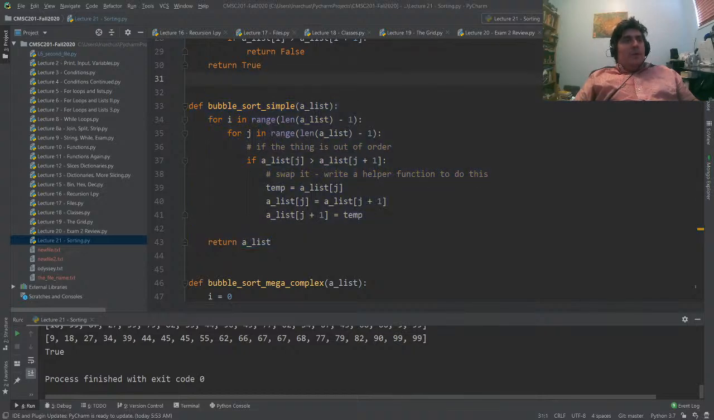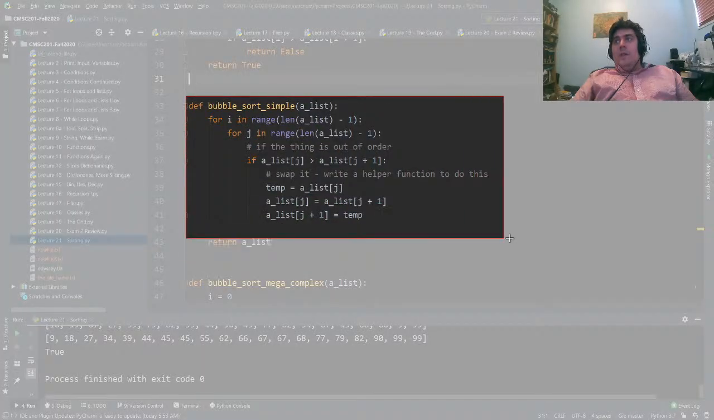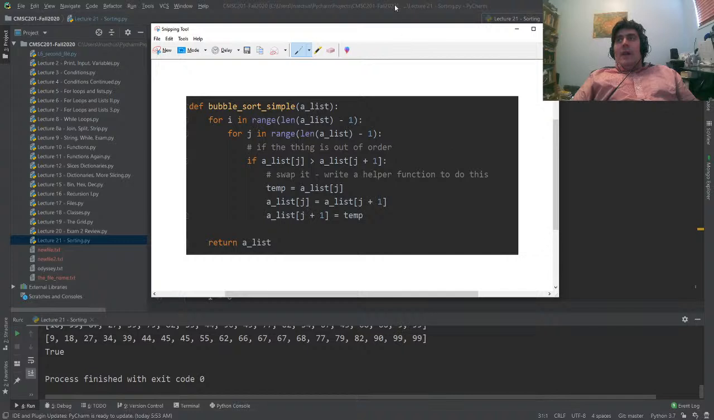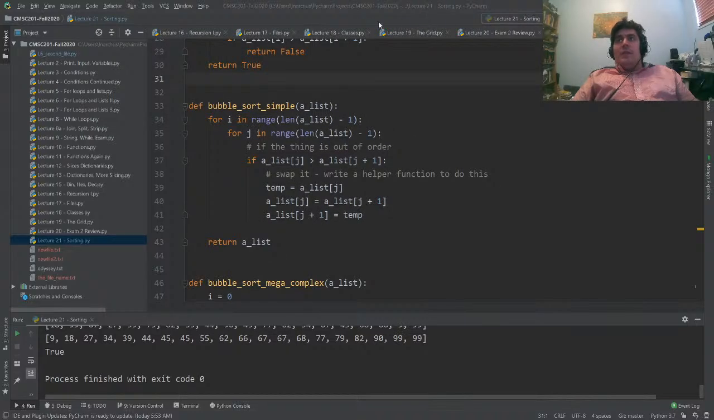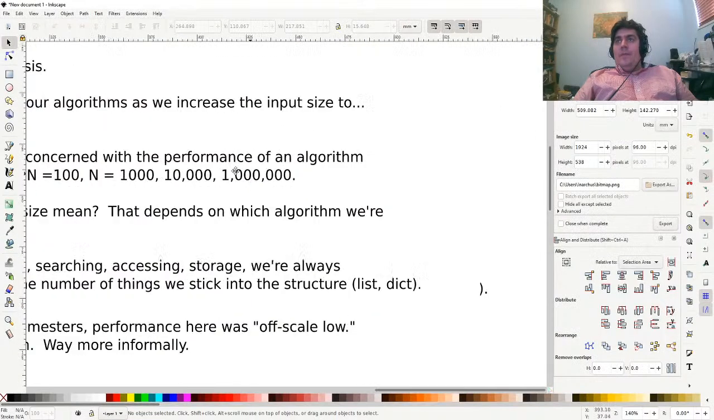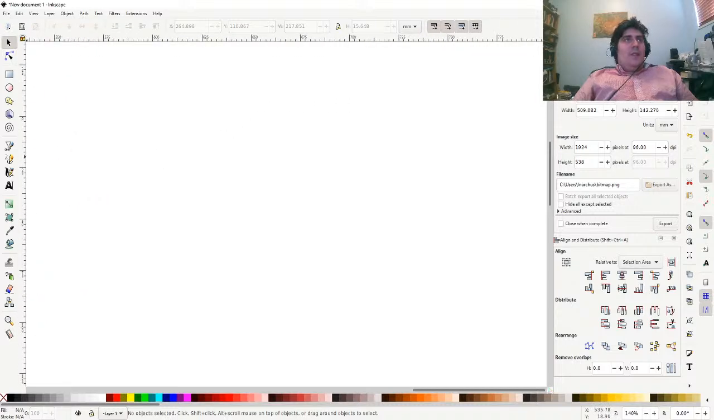Actually, maybe what I'll do, I have an idea. Let's snip it, and then let's go back to Inkscape. I think you can just paste, right?